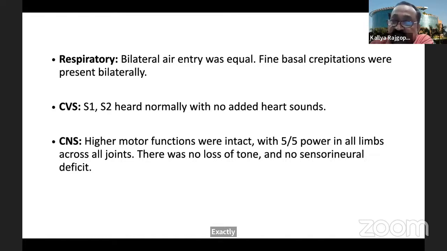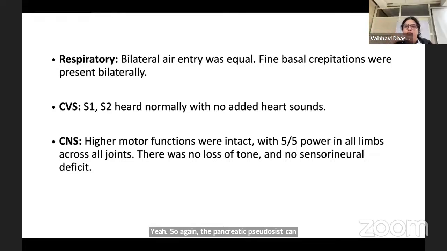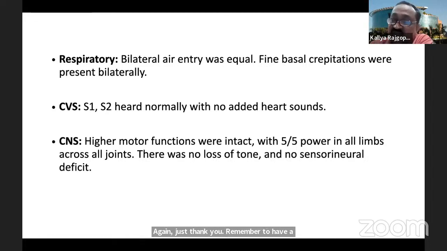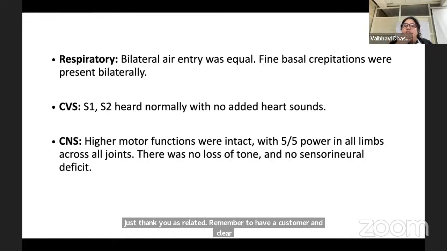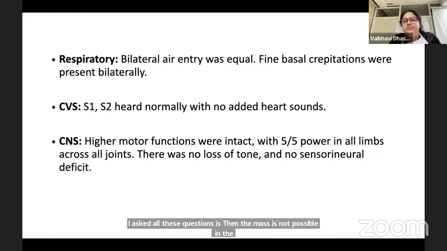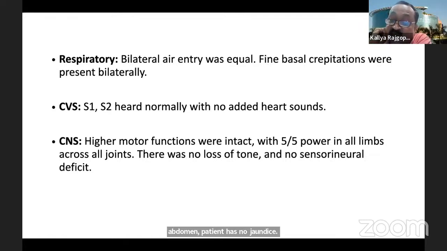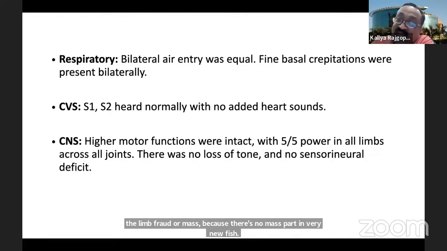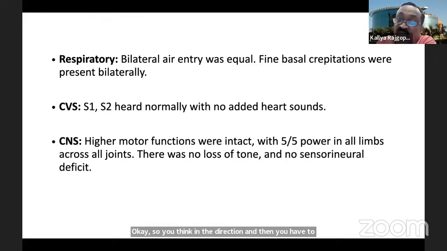Excellent. Anything else? Against the pancreatic pseudocyst, if it is pancreas related, remember carcinoma of the pancreas itself. It's very close there. And remember, tuberculosis always has some lymph nodes, which can sometimes give rise to third part obstruction. Even the fourth part is a very small segment. Why I asked all these questions is, when the mass is not palpable in the abdomen and the patient has no jaundice, you think of head of the pancreas, periampullary carcinoma, etc. Whether body of the pancreas or a lymph nodal mass, because there's no mass palpable in your patient, you think in that direction, and then you have to clearly mention in your palpation findings, no other mass palpable.